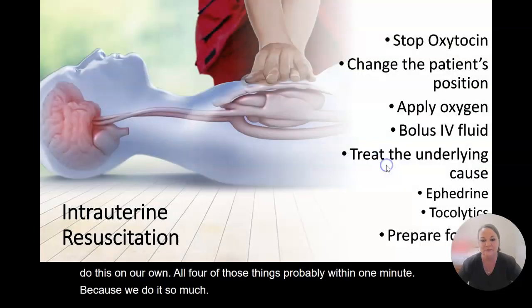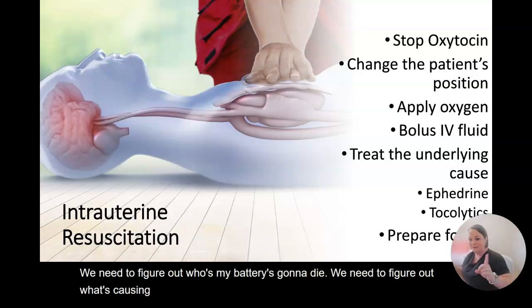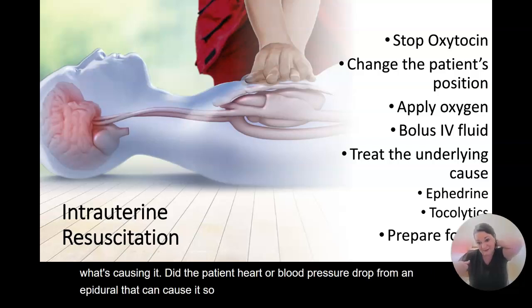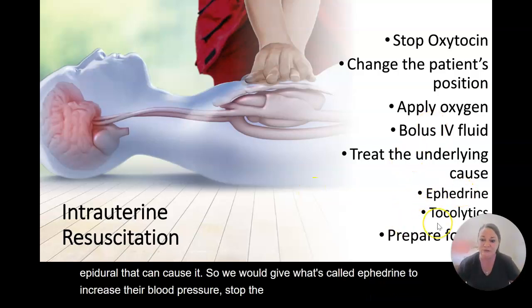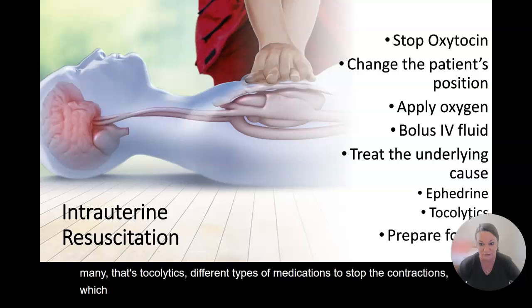We need to figure out, whoops, my battery's gonna die. We need to figure out what's causing it. Did the patient's heart rate or blood pressure drop from an epidural? That can cause it. So we would give what's called ephedrine to increase their blood pressure. Stop the contractions if they're having too many. That's tocolytics, different types of medications to stop the contractions, which we'll talk about in lecture.